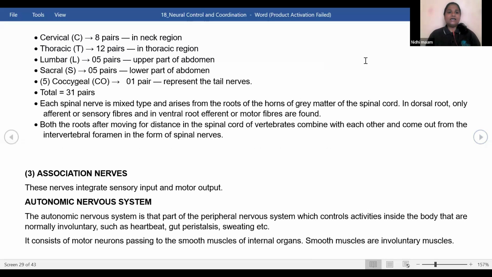Here you can see cervical, that is in the neck region, thoracic in the thoracic region, then lumbar, that is the upper part of the abdomen, sacral, the lower part of the abdomen, and coccygeal represents the tail nerves. So totally we have 31 pairs of spinal nerves. Now let us proceed with the questions.